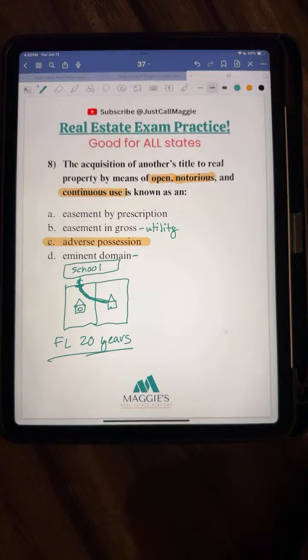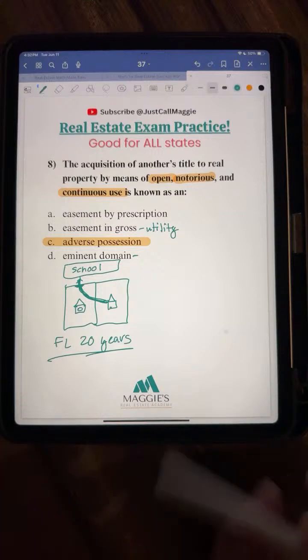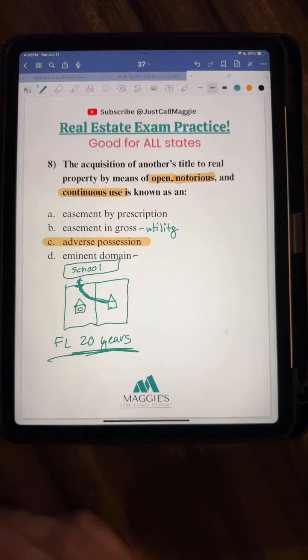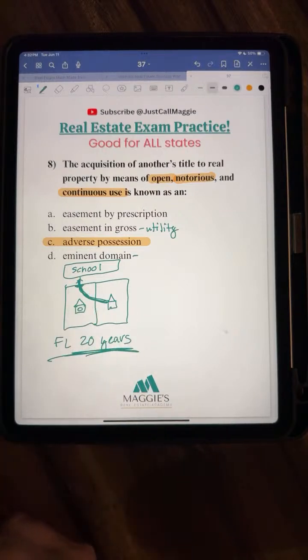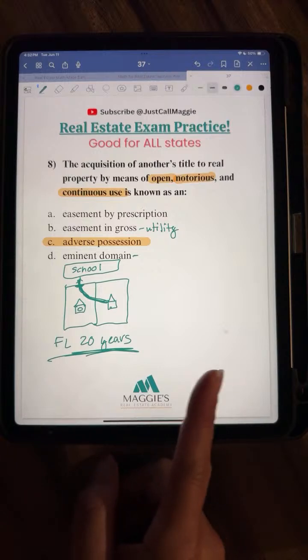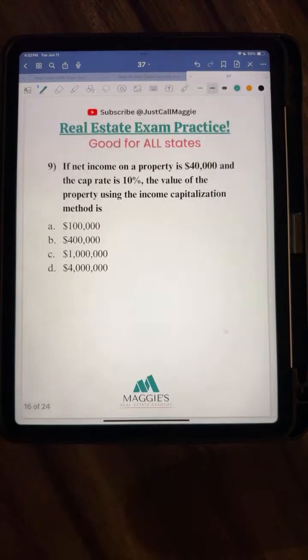It runs with the land. Okay. So yes, Nancy Lynn, for sure. Florida is 20 years of continuous use to become an easement by prescription. Very good. All right. Hopefully you guys understand those easements, that information, because that is really big on the exam.